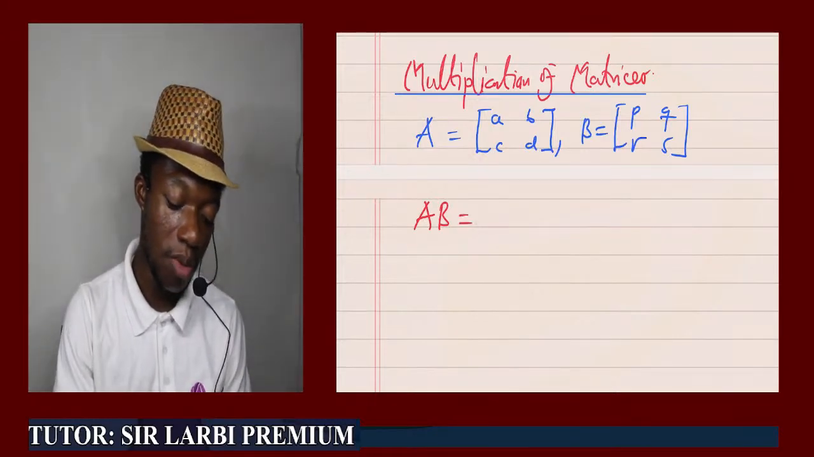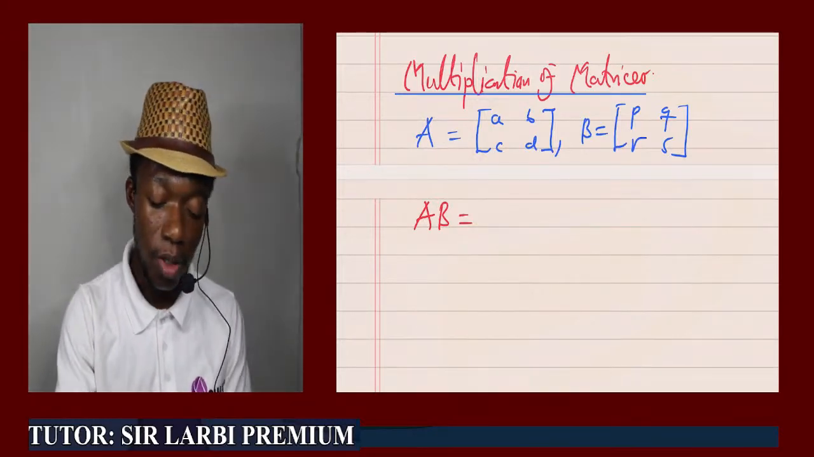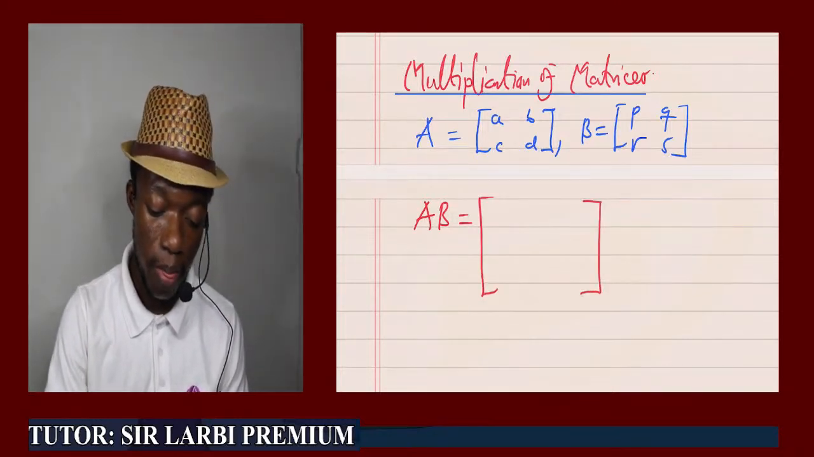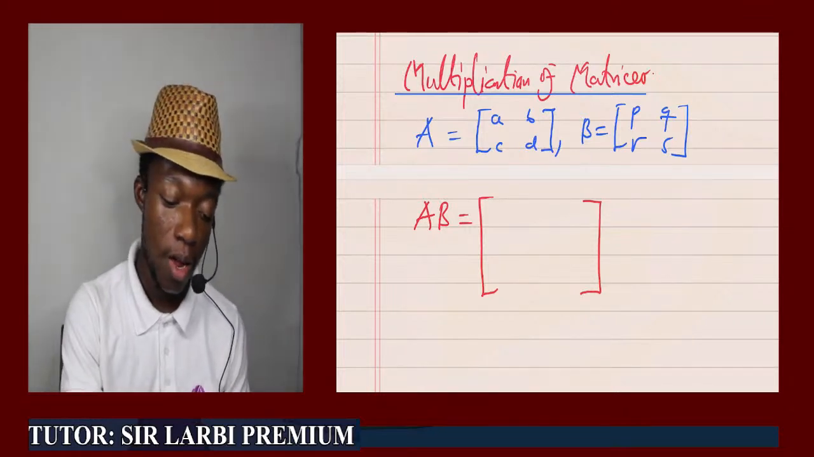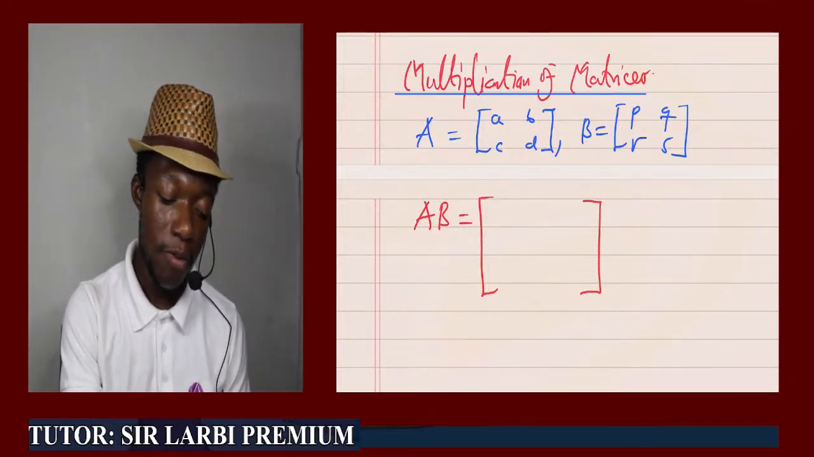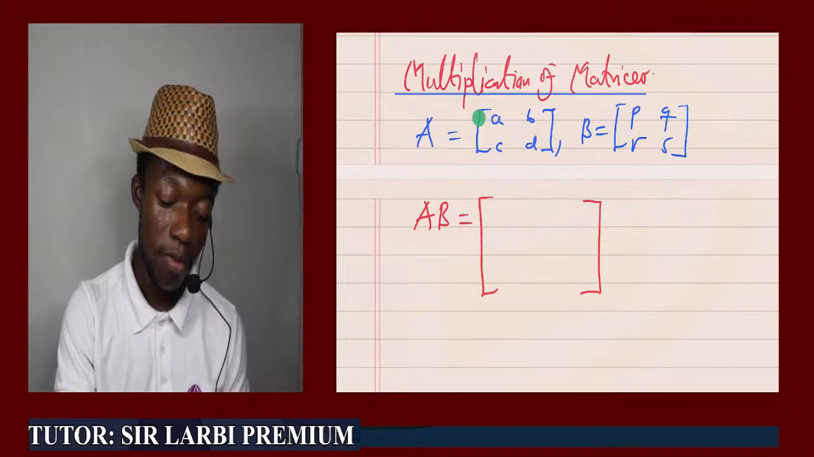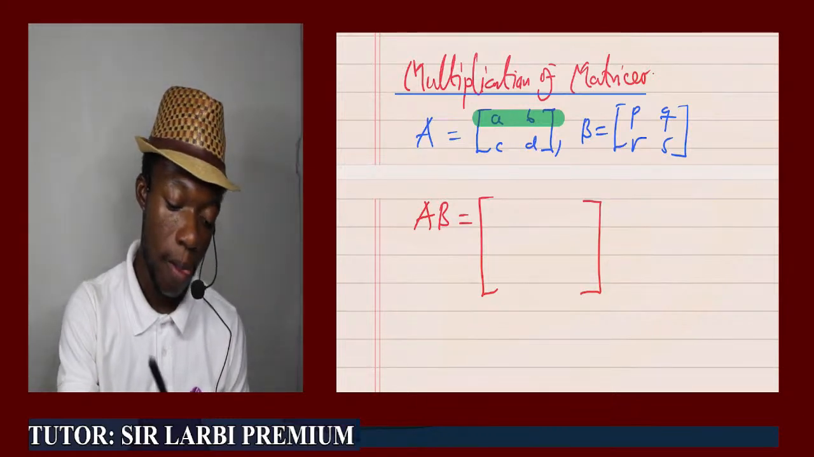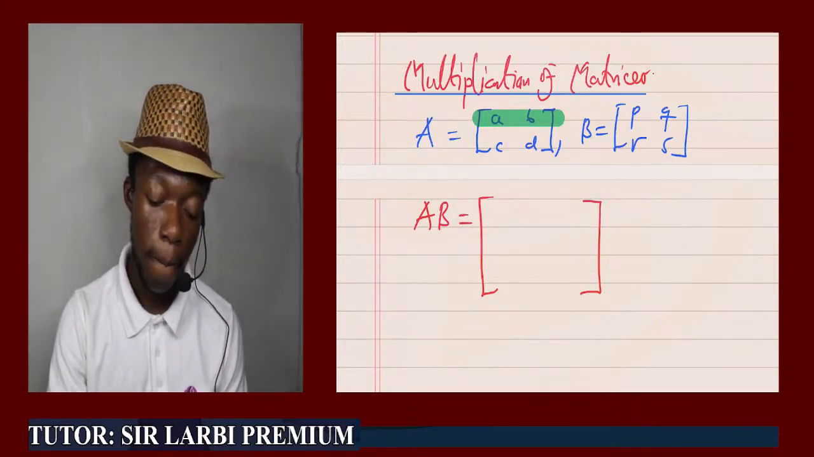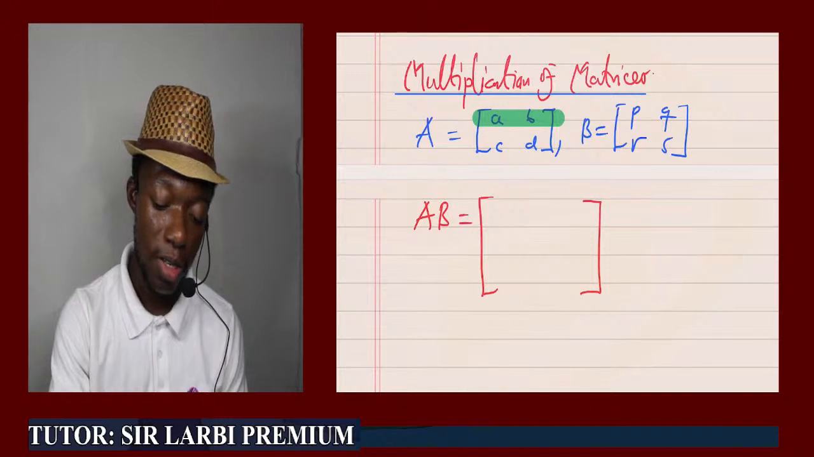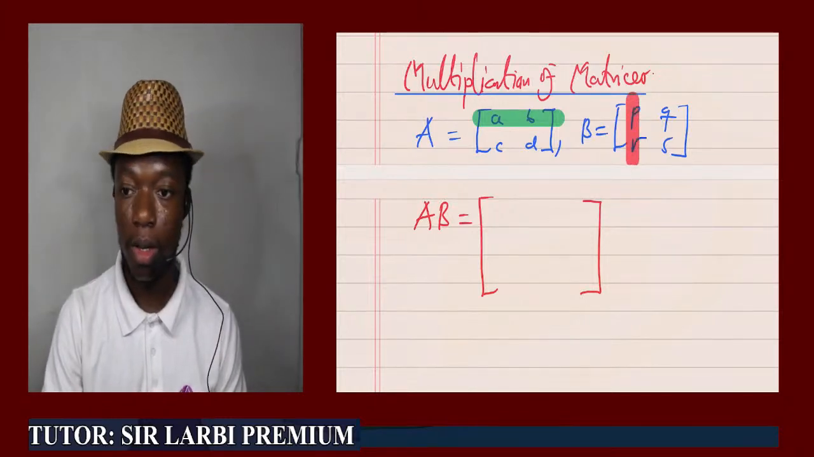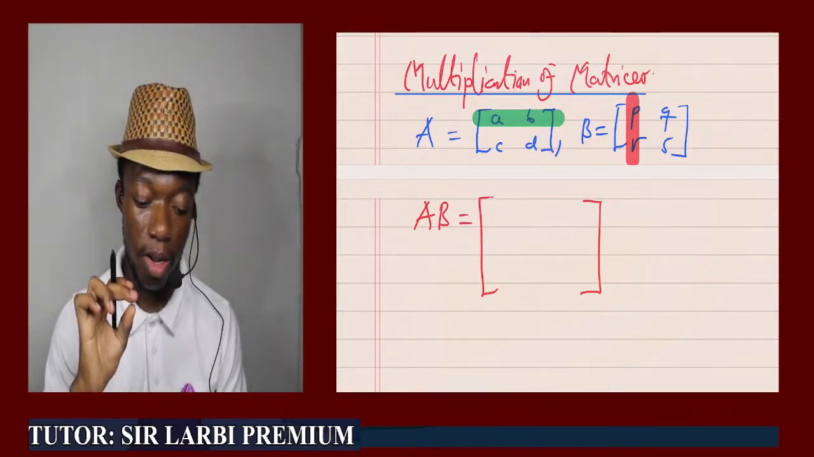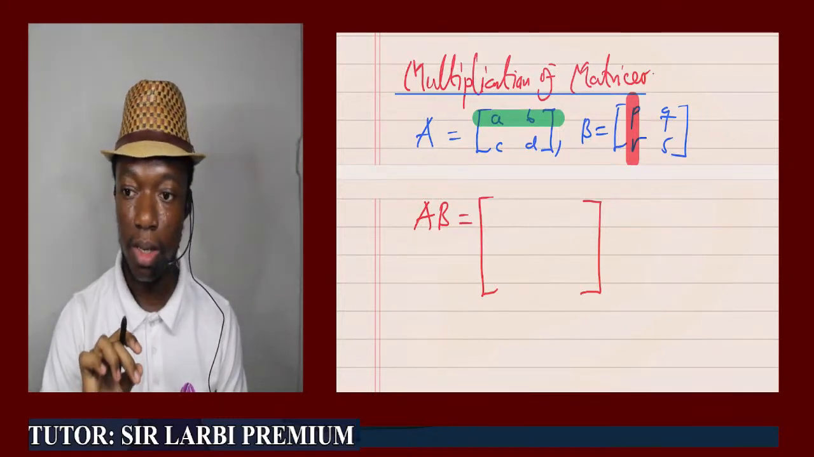So let's see the multiplication of A and B. By the order of multiplication of A and B, this is what we want to do. Follow carefully. Here, we will first take the first row of the first matrix to multiply the first column of the second matrix.